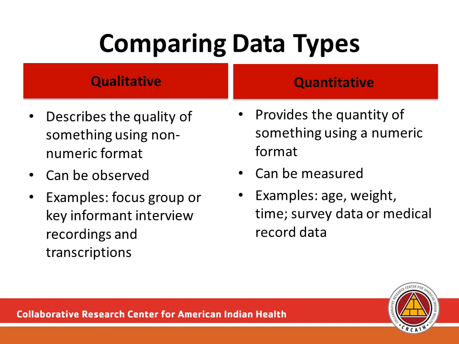Examples of possible qualitative data that could be collected are recordings and transcriptions from focus groups or key informant interviews. Quantitative data, on the other hand, is numerical and provides the quantity of something that can be measured. For example, age, weight, and time as collected through surveys or medical records.